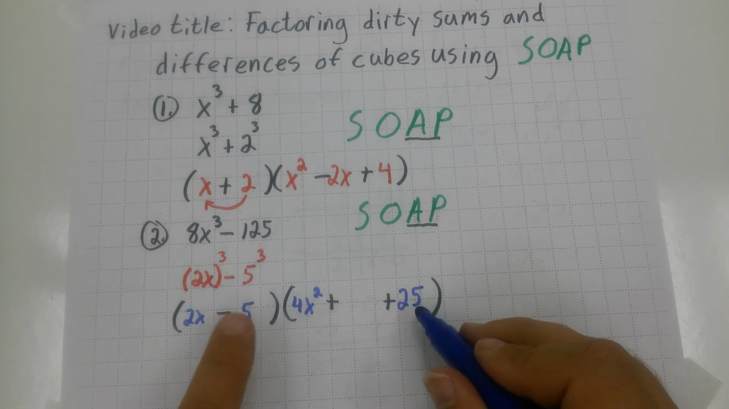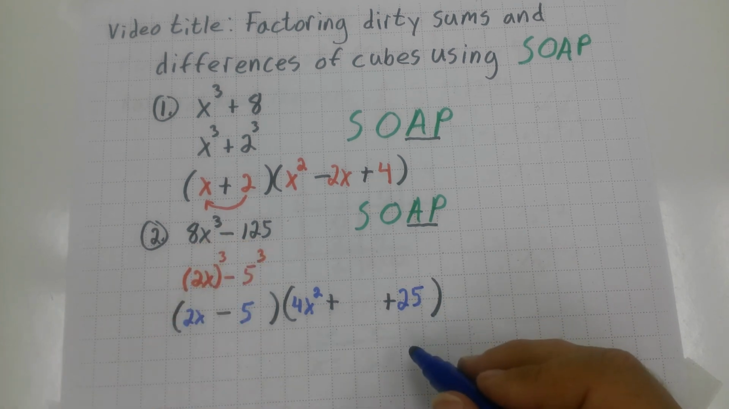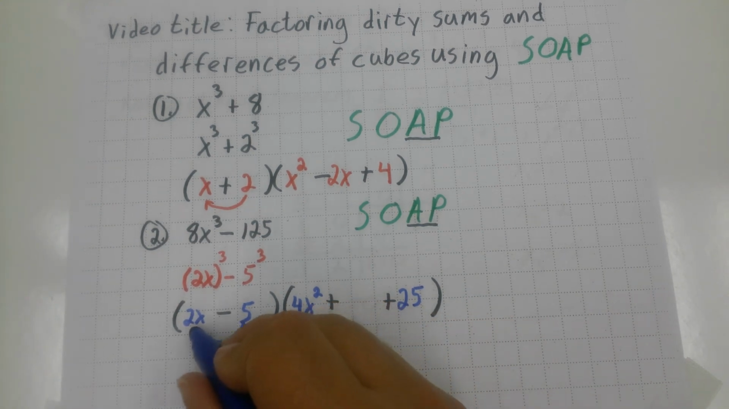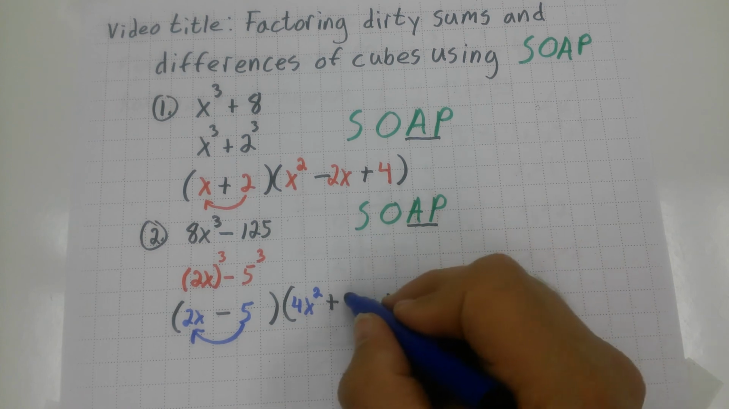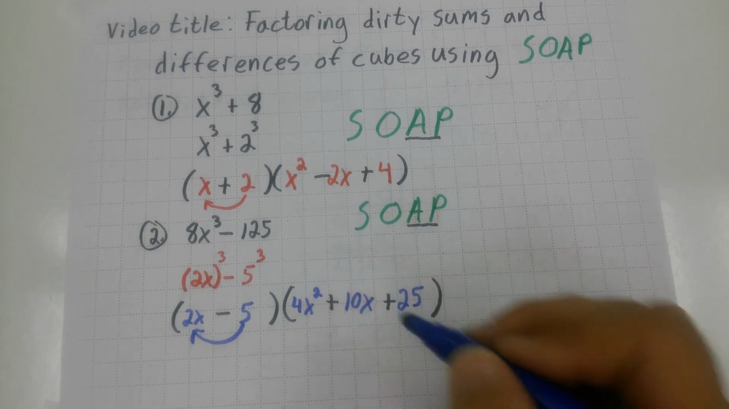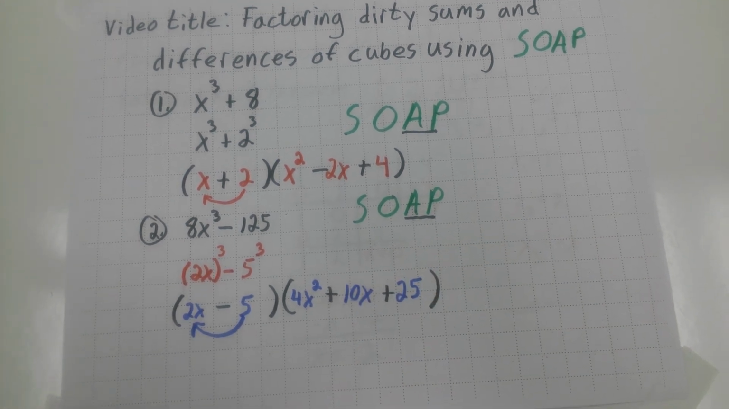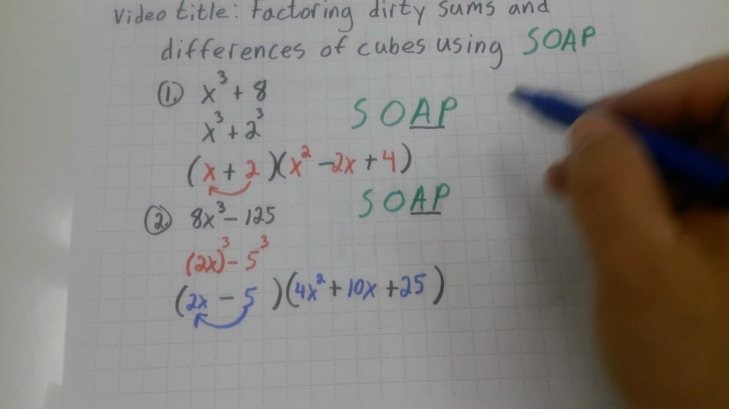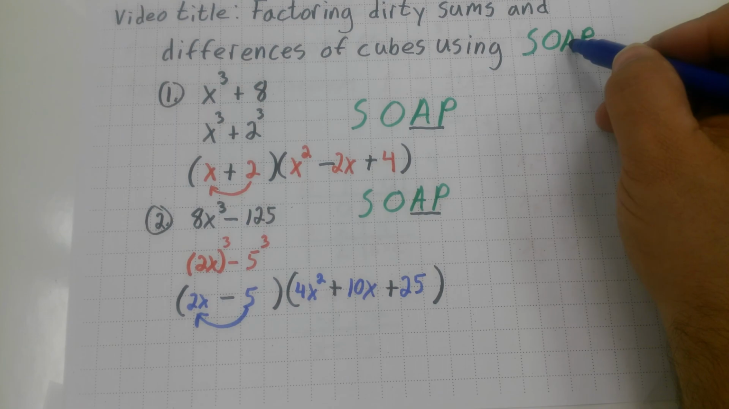Now for this back term, I'm going to do 5 times 5, which is just 25. And you can test that. What's 5 times 25? 125. Now to find the middle term, remember, we bring these two together. 5 times 2x is 10x. And that's finding the sum and difference of two perfect cubes using SOAP. Same, opposite, always positive.